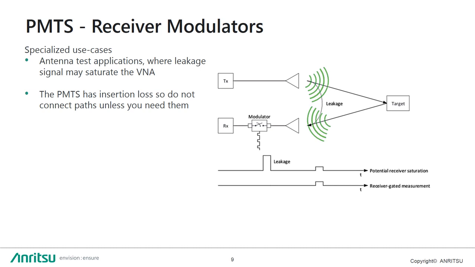So, pulse modulation test sets, receiver modulators. As discussed in the previous slide, used in specialised use cases, in antenna test applications where leakage signal may saturate the VNA. The PMTS pulse modulation test set has insertion lock, so you do not connect the paths unless you need them. So why would you want to gate the receiver?